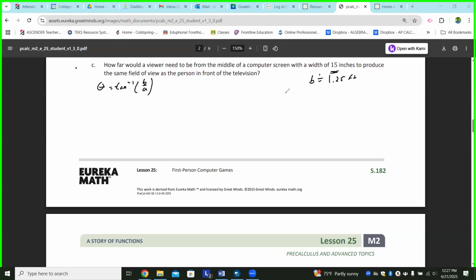Okay, so now the issue is on the television screen, this whole thing was 1.25. Now I want to have that same view. So if this whole thing is 1.25, what would this part be? Okay, so there is my B, and then we're trying to figure out how far I need to be from this computer screen. Oh, perfect. That's what I'm getting to.